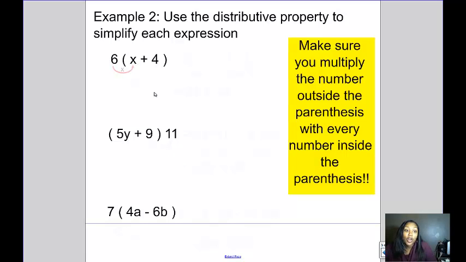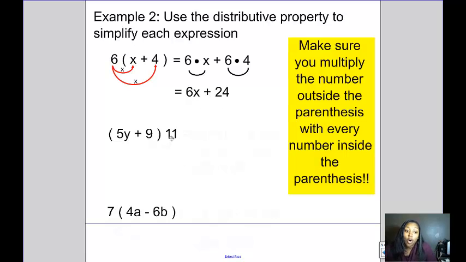So first, I'm going to multiply 6 times x, and that's actually going to give me 6 times x. And then I'm going to multiply 6 times 4, and that gives me 6 times 4. Then I multiply 6 times x, and we don't know what x is yet, so that's just going to remain 6x. And then I multiply 6 times 4, and that's going to give me 24. So then my final answer becomes 6x plus 24.